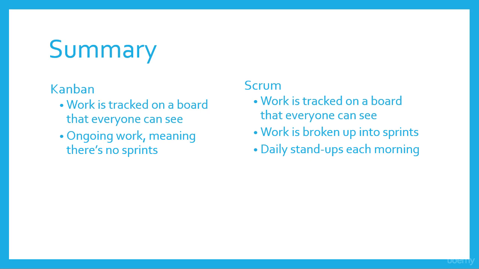And then the flip side of that is Scrum, where work is tracked on the board that everybody can see. That's a common theme in Agile, open transparency and open communication within the team. But then work is broken up into sprints. So every week, every couple weeks, every month, the team meets up and decides what they want to work on for that next sprint. And then, of course, the daily stand-ups in each meeting are key in order to make sure that everybody's working on what we had agreed upon in that sprint, and there's no major roadblocks that will stop that from happening.